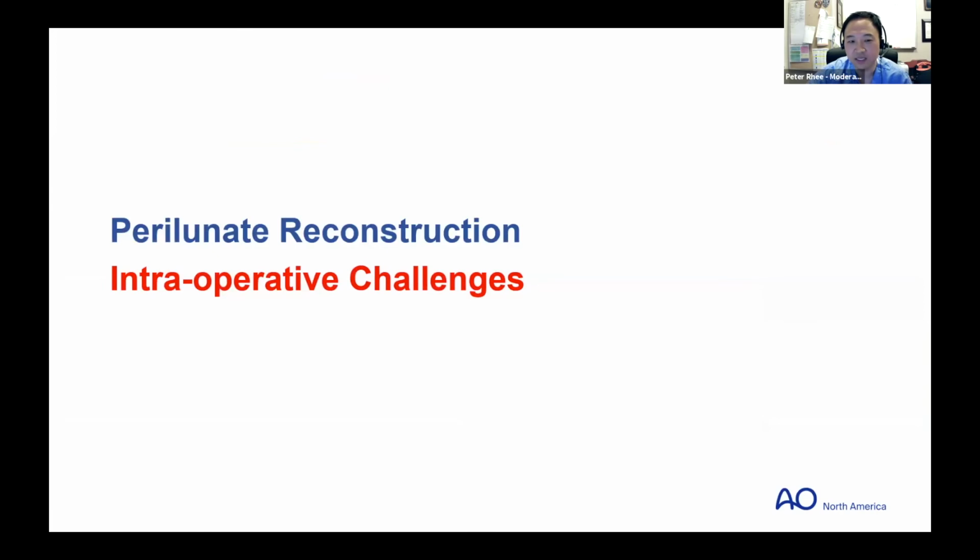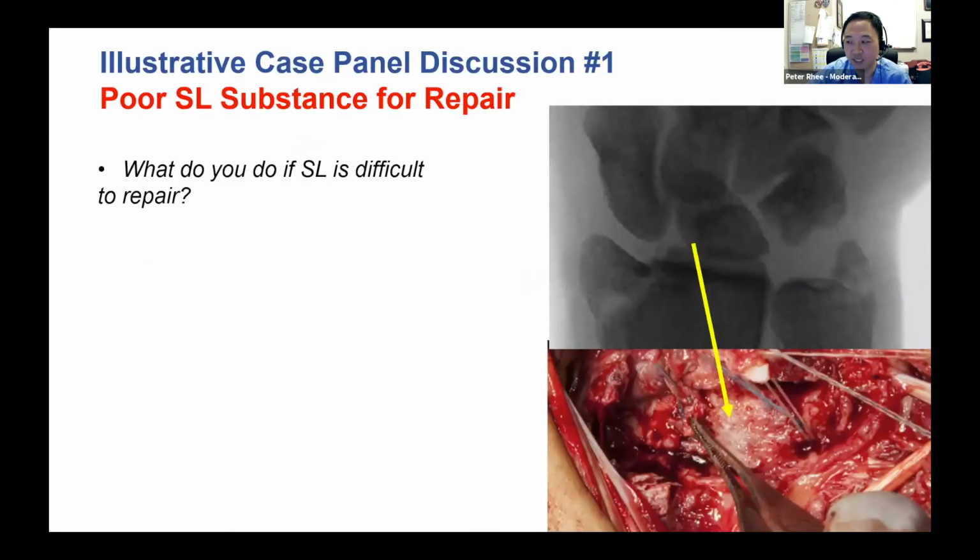There's a couple of things about perilunates that Chuck mentioned a little bit, in the sense that sometimes the SL or even the LT just doesn't have enough substance. You try to pull it down with your suture anchor, but it's just tearing through. There's nothing there. What do you do in that situation?